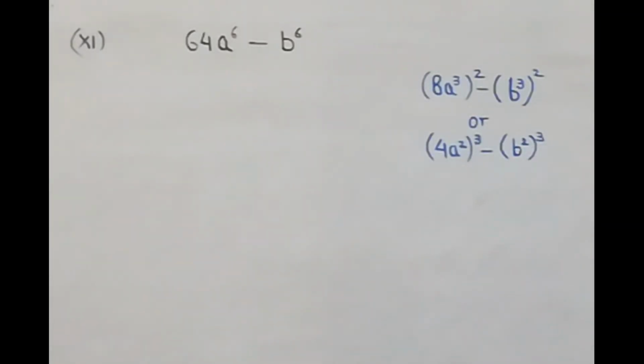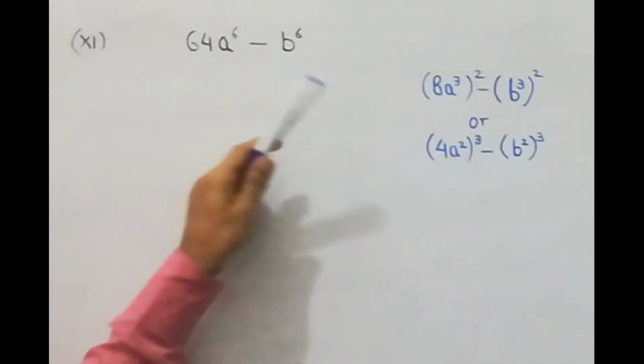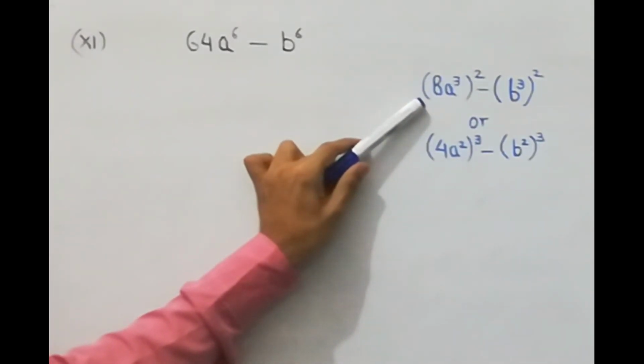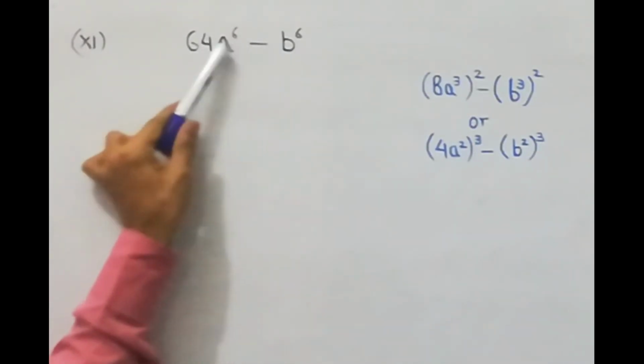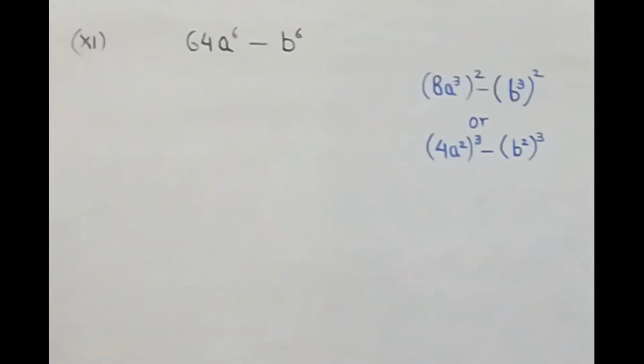Okay class, if we see this question number 11, then in question number 11 we have two options. Either these two terms can be converted as a difference of two squares, or they can be written as a difference of two cubes. See here. These two terms can be written like this, which is going to be read as difference of two squares, or these two terms can be written like this, which we are going to read as difference of two cubes.